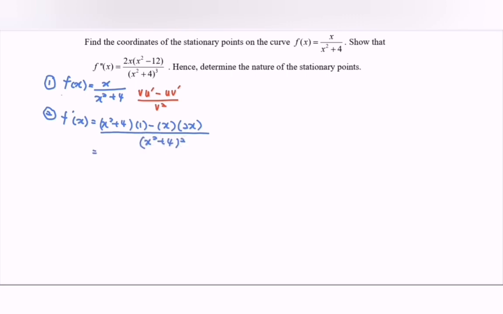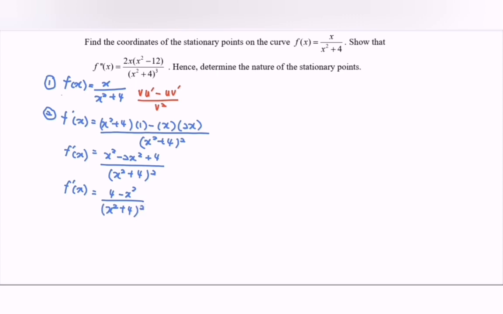Can I simplify the situation? So we have x squared plus 4 minus 2x squared, over (x squared plus 4) bracket, squared, f prime x. Continue. We have f prime x, which is equal to 4 minus x squared over (x squared plus 4) bracket squared.